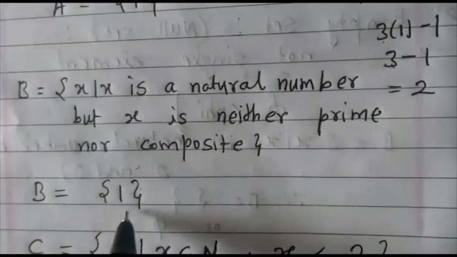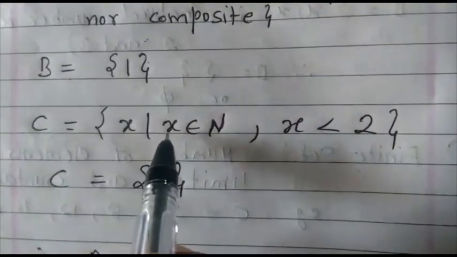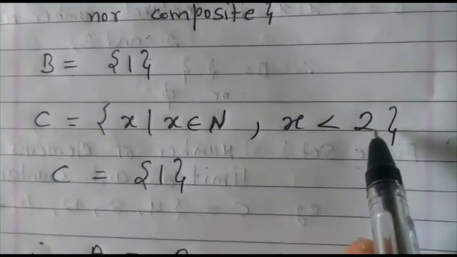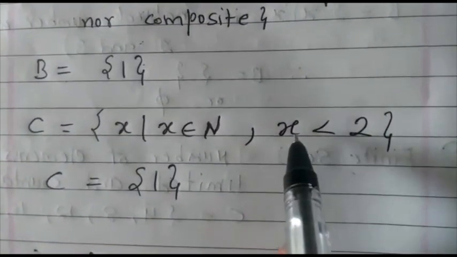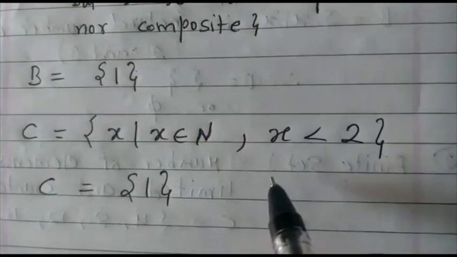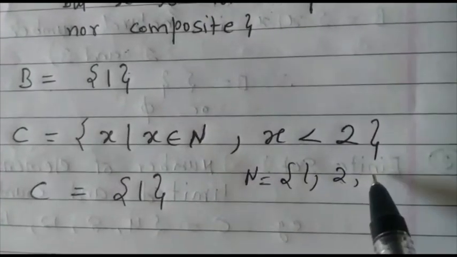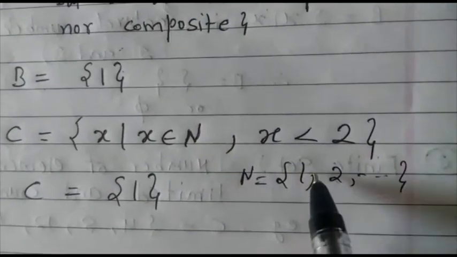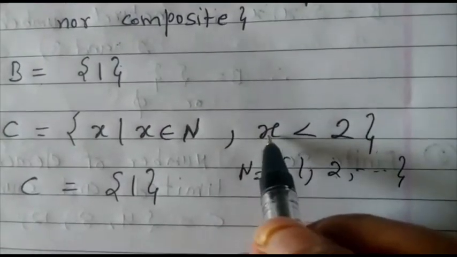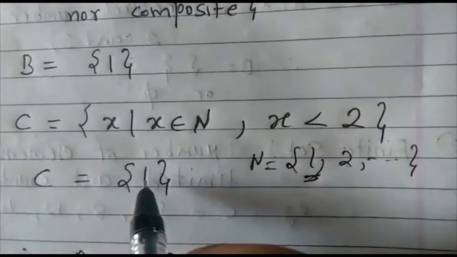B is equal to 1. C is equal to {x : x is a natural number, x is less than 2}. Less than 2 means what? What is a natural number? It starts from 1, 1, 2 and so on. But here the condition given is x is less than 2. Less than 2 means which value? 1. So we write C is equal to 1.